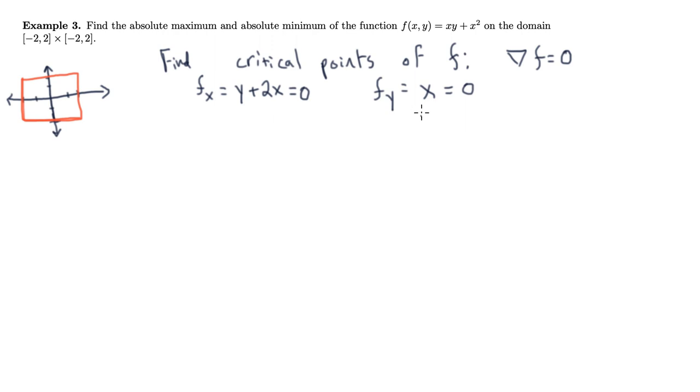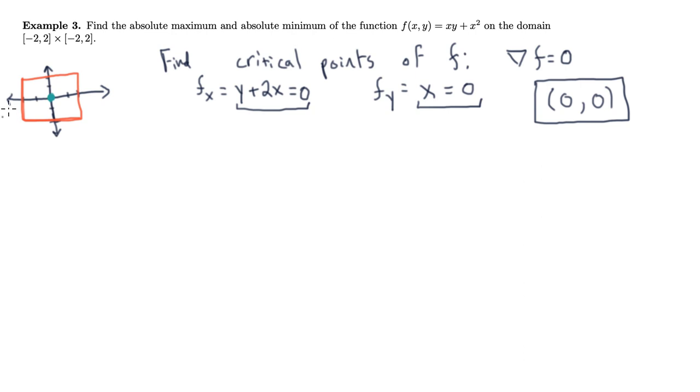So notice that x is 0, and then if x is 0, we're going to have y as 0. So our only critical point is the point (0, 0). Okay, that was pretty straightforward. So now, there's our critical point. There's one point we'll have to check, (0, 0).